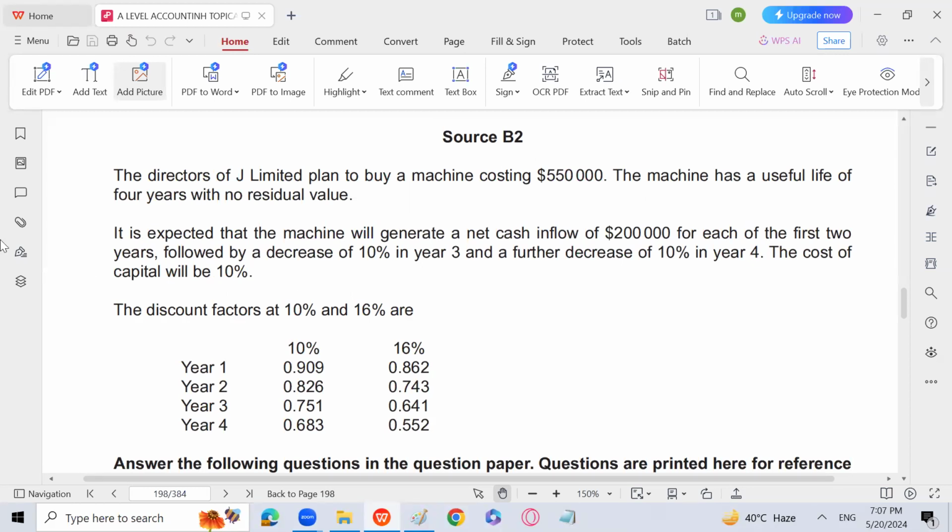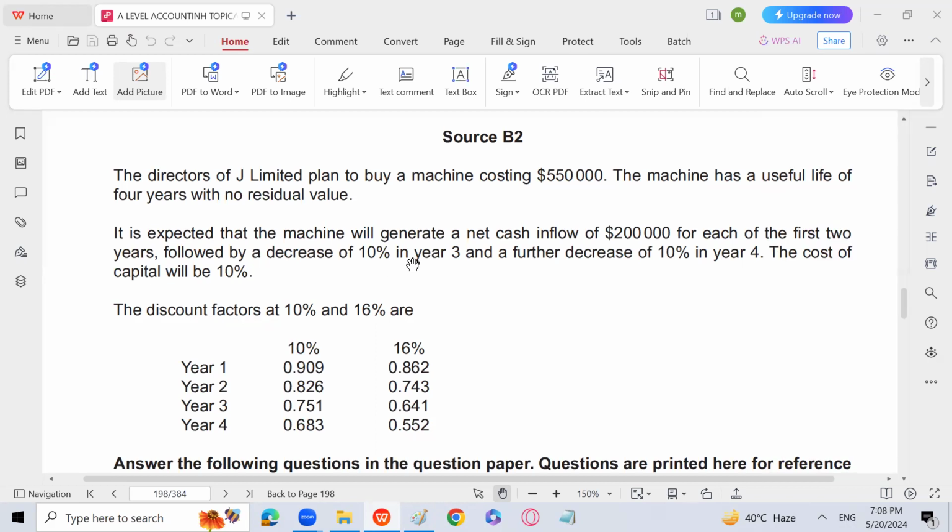So the directors of J Limited plan to buy a machine costing 5,50,000. The machine has a useful life of 4 years with no residual value. As discussed earlier, residual value, scrap value, is no more a part of your syllabus. So it won't come in your exam. Yes, it was a part of your syllabus till the start of 2023, but now it is over. You won't find a question of residual value or scrap value. So let's see how to go on this.